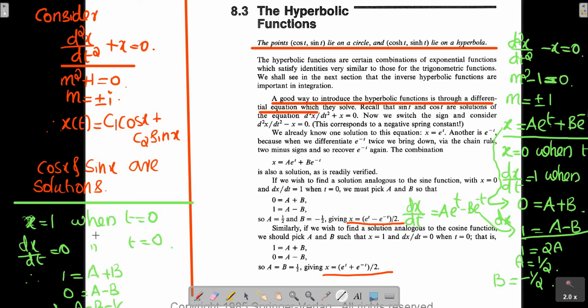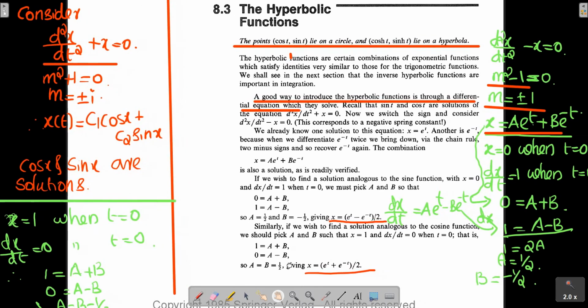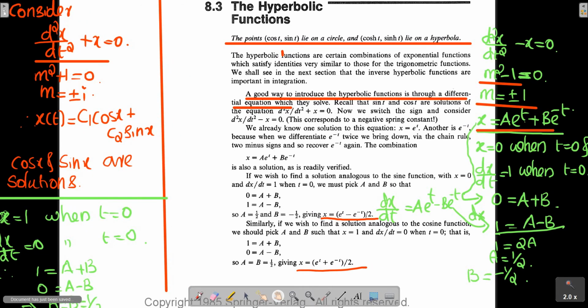And consider this equation, d square x by dt square minus x is equal to 0. Its auxiliary equation is given by m square minus 1 equal to 0. So m equal to plus or minus 1. So the solution is given by x is equal to a e raised to t plus b e raised to minus t. Also the condition that x equal to 0 when t equal to 0 and dx by dt equal to 1 when t equal to 0.